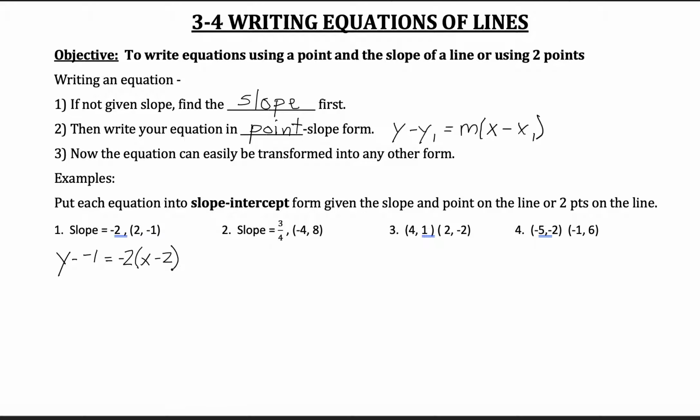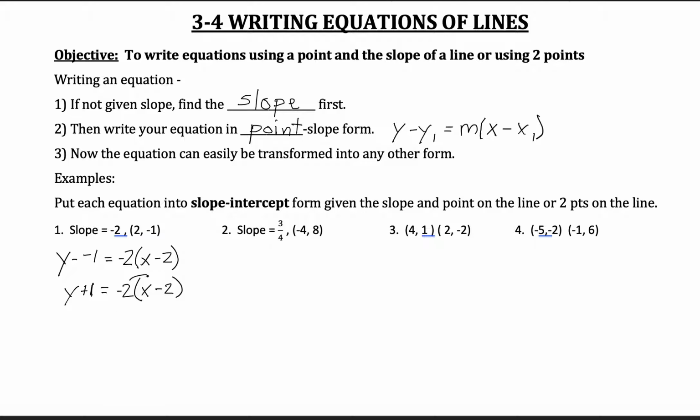Then we want to simplify, so we have minus a negative, so that just becomes y plus 1 equals negative 2 parentheses x minus 2. Now, that's in point-slope form, but we were asked to write it in slope-intercept form, so we're going to use our skills to transform this equation into our slope-intercept form.